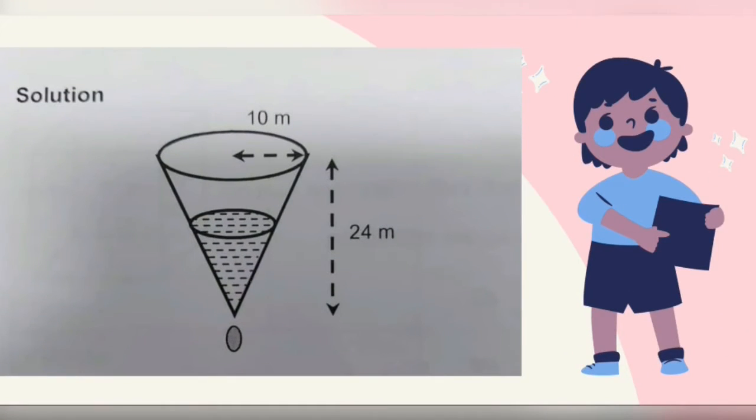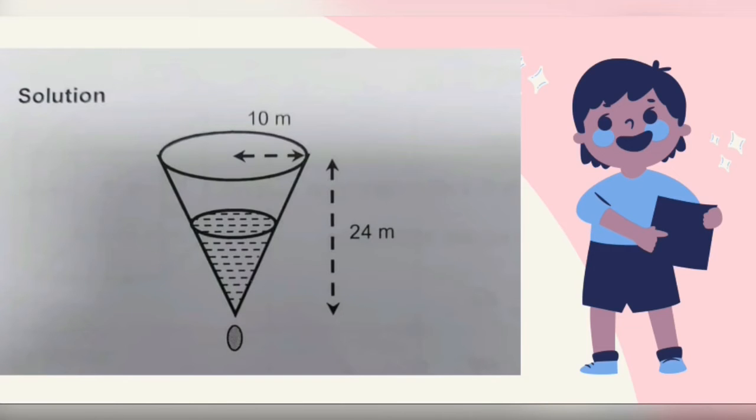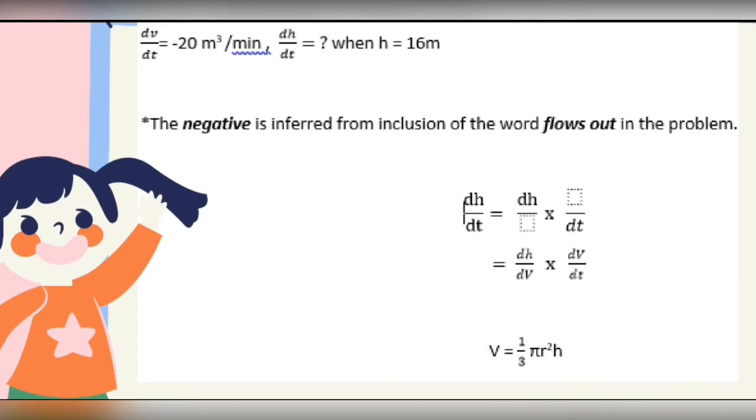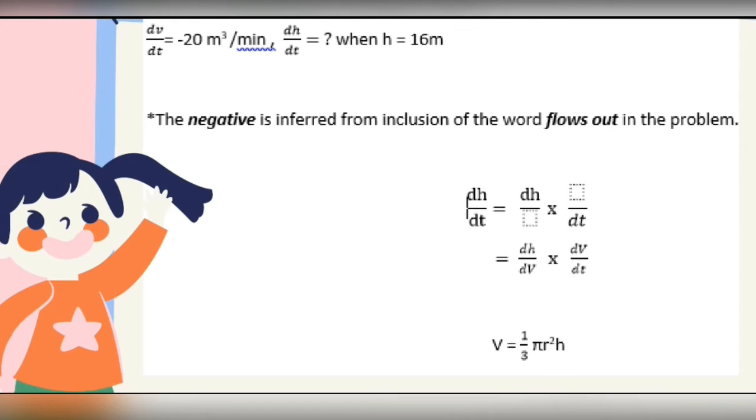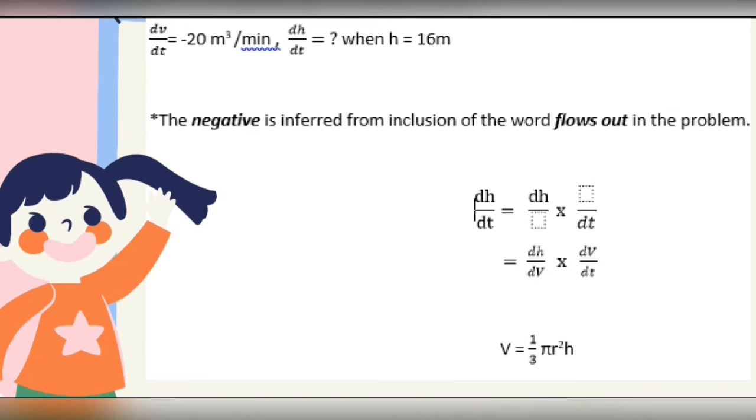As you can see in the picture, the radius is 10 meters. The height of the cone is 24 meters, while the height of the water is 16 meters. So in this question, we are looking for dh/dt when h is 16 meters. And the other information that we get is dV/dt equals negative 20 cubic meters per minute. The negative dV/dt is inferred from the inclusion of the words flows out in the problem.